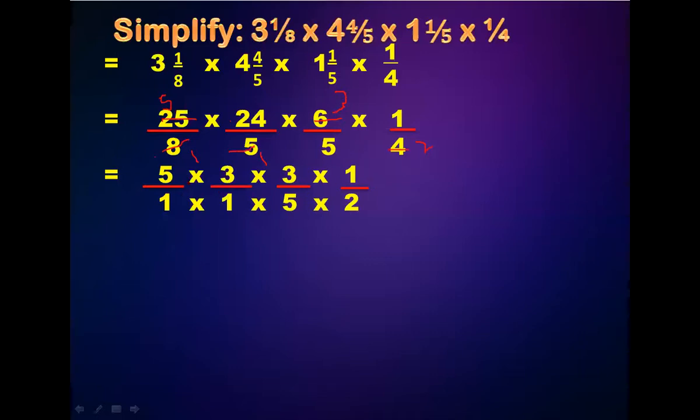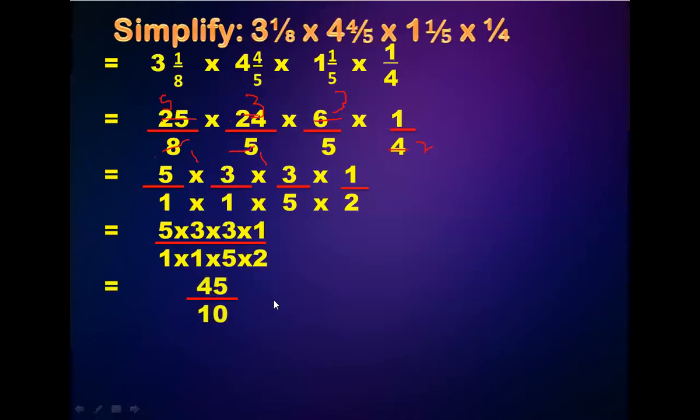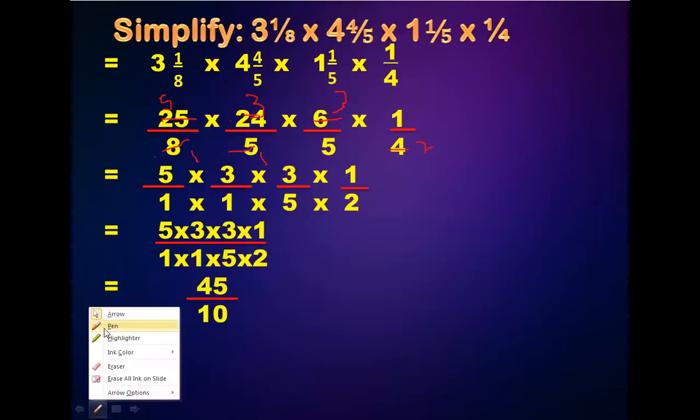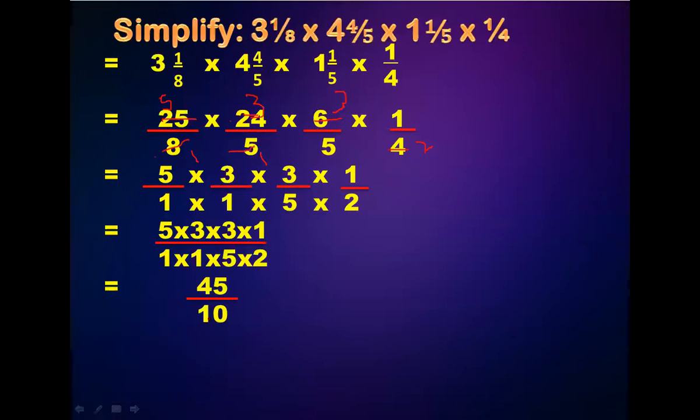So what I will do, I will write the quotient here: 5, 3, 8 ones are 8, 8 threes are 24, and 3, 2 ones are 2, 2 twos are 4, 2 threes are 6, and 1 upon 2. Okay, so here I have got all the quotients. Now if you look very carefully, can you divide anything further? After multiplying all these numbers, what I will get here is 45 upon 10.